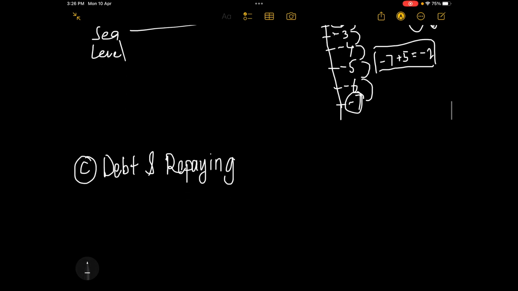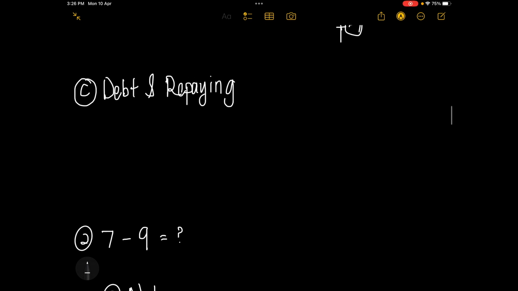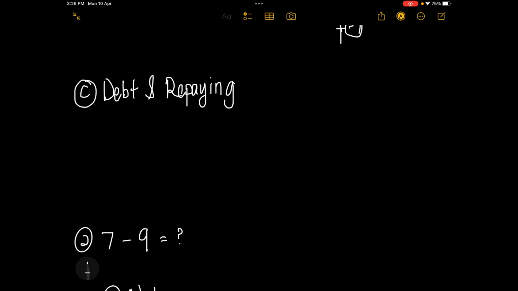The third method we have is debt and repaying. Now, debt and repaying will be a bit interesting to look at, because this is the method I learnt in Teachers First. It's going to be fun, trust me.